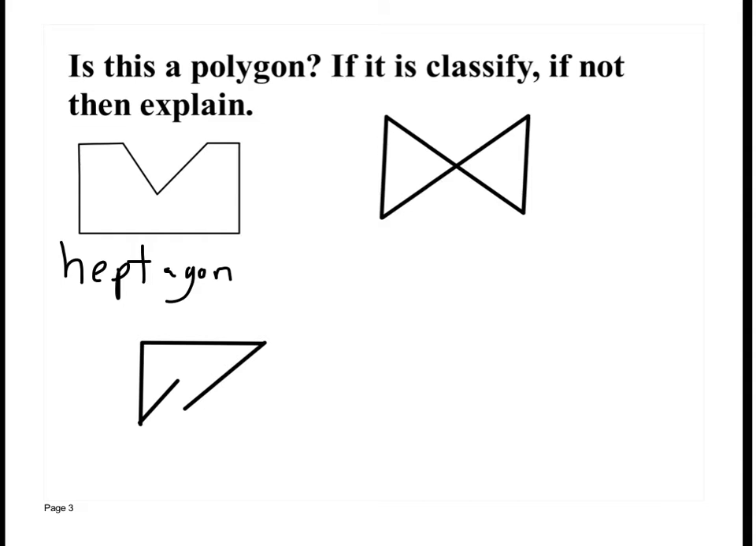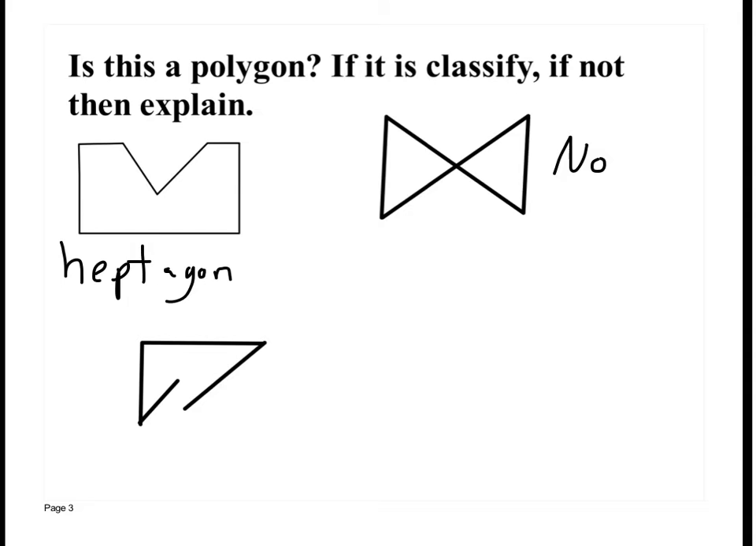All right. Is this a polygon? No? Why not? Someone tell me why. Because polygons don't cross. Okay, the sides cross. Okay, the sides overlap. So make sure you write that down. The sides overlap. So it can't be a polygon.